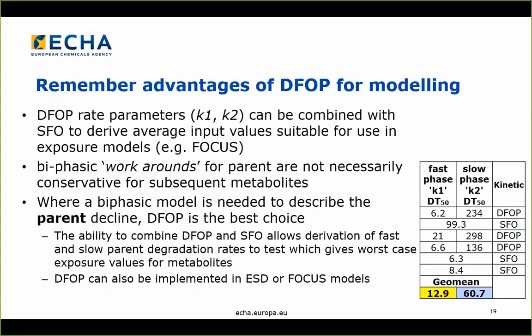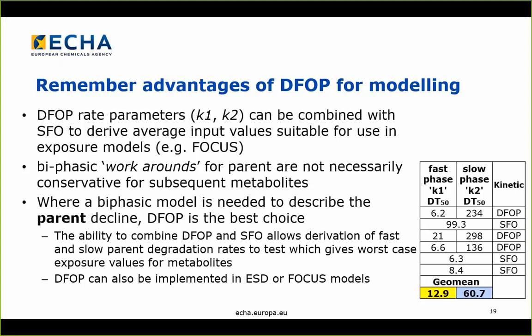I mentioned this morning advantages of DFOP modeling, and Julia asked a question about how to combine SFO, DFOP, hockey stick. I said that the DFOP rate parameters K1, K2 can be combined with SFO to derive average input parameters that are suitable for use in exposure models, like FOCUS groundwater. The biphasic workarounds, those K2 rate constants or FOMC DT90 type approaches, for the parent are not necessarily going to be conservative for metabolites. So conservatively slowing down your parent degradation might adversely affect your metabolite exposure assessment, okay?